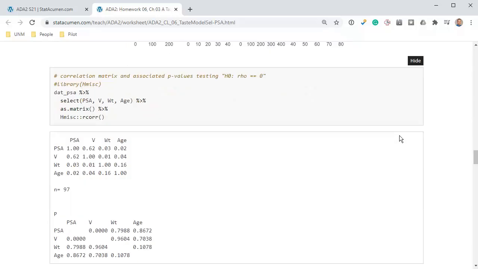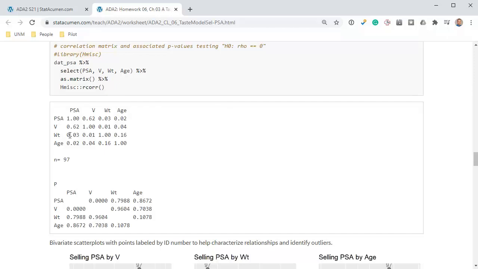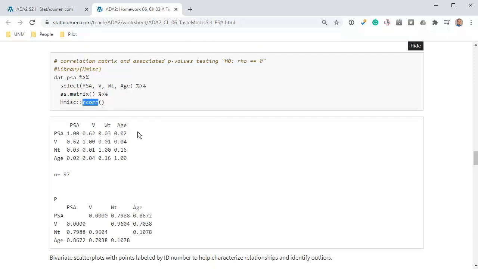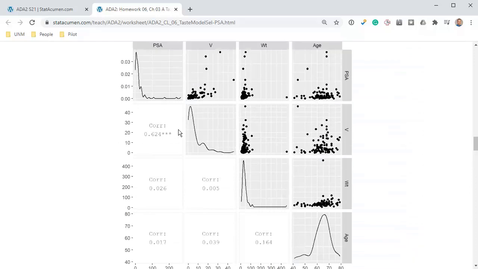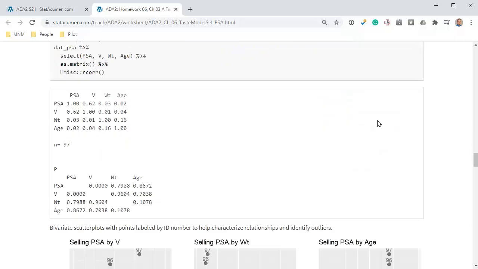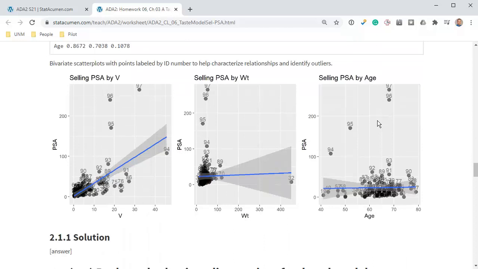So correlations, I'm not even going to bother to try to interpret the correlations because we don't have scatter plots that are bivariate normal. The value of the correlation is going to be strongly influenced by these outlying observations in the tail. So I just don't feel comfortable interpreting the correlations.